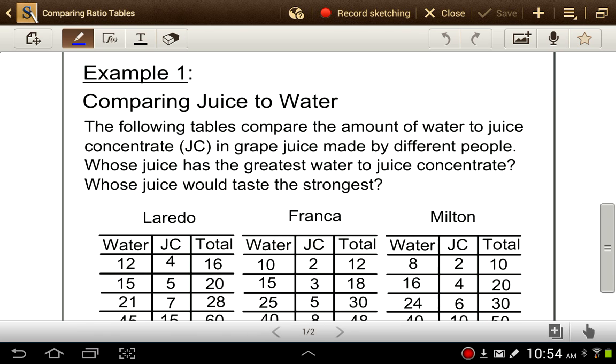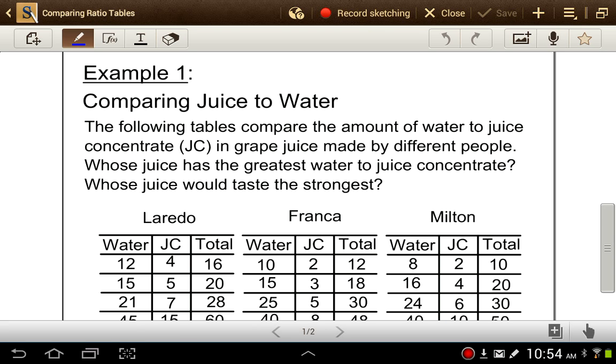Okay, we have one example. Our first example here is comparing juice to water. The following tables compare the amount of water to juice concentrate, which I'll use as JC in the problem, in grape juice made by different people. So we're comparing how much water they put in there compared to the amount of juice concentrate that they use. Okay, I have 2 questions to answer. First one, whose juice has the greatest water to juice concentrate? And the second question, whose juice would taste the strongest, meaning having the most grape juice flavor.